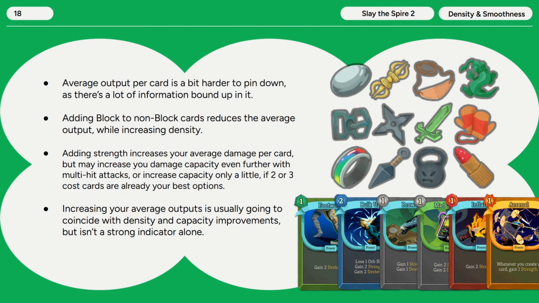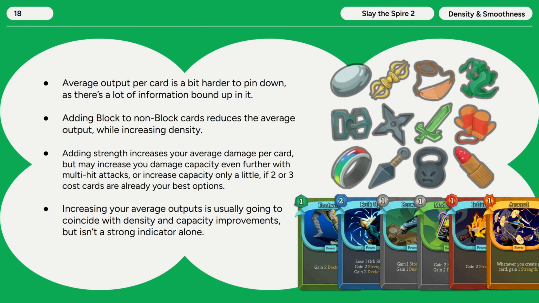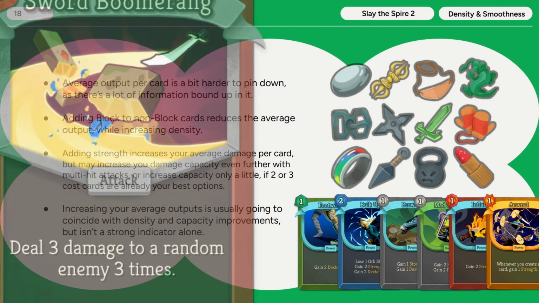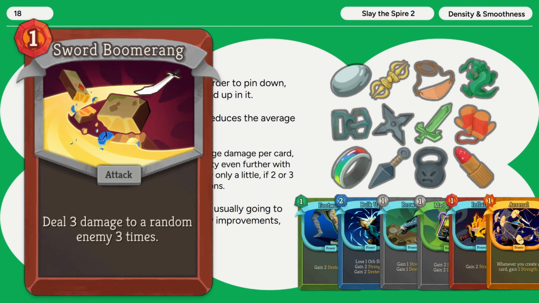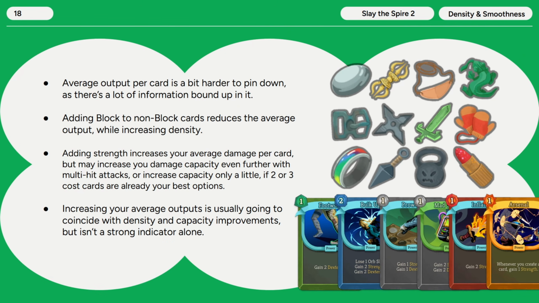So if you gave strength to a dash, it deals 1 more damage. So you get 1 more damage for your 1 strength over 2 energy. Whereas if you have a multi-hit attack like a pommel or like a sword boomerang, where you're getting 4 hits at 1 energy. So strength and dexterity can have very different scaling factors depending on the cards in your deck and how much block or damage they actually provide you. But really, when we're talking about increasing the average output of your cards, it almost always only comes from relics.